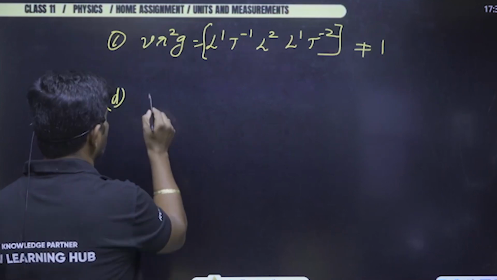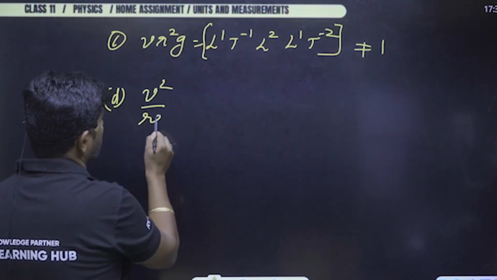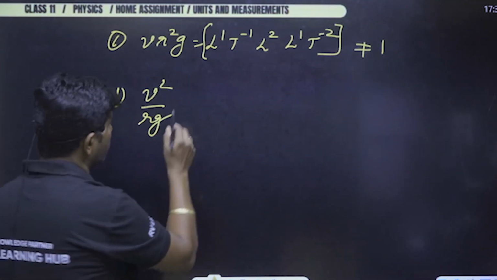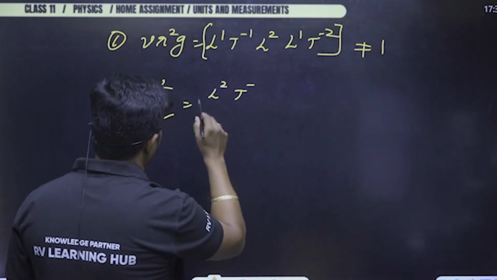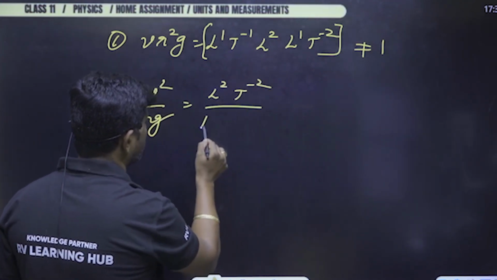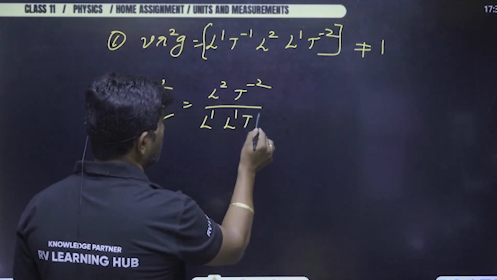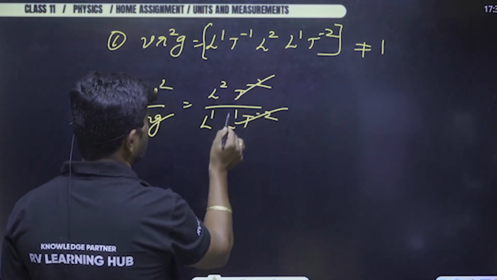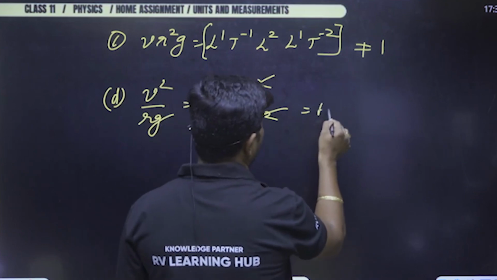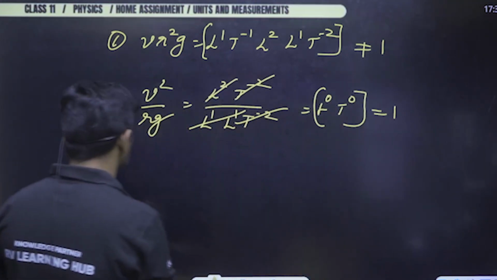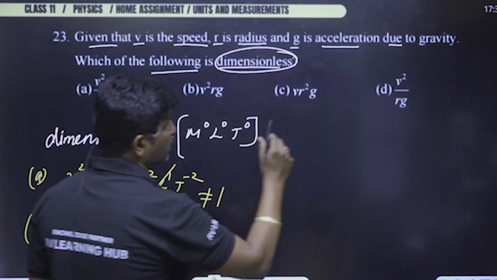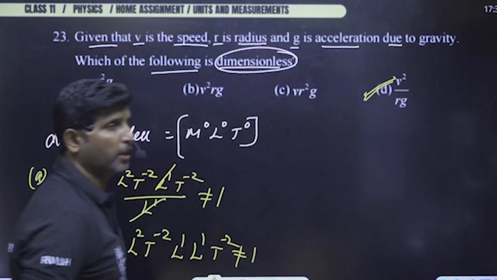So V square by RG. Is it right? We can say V square, what is this value? L power 2 T power minus 2, divided by R, which is L power 1, and G, which is L power 1 T power minus 2. Everything will get cancelled here. Then we will get L power 0 and T power 0. We can say it is equal to 1. So hence we can go with option D as the right answer.